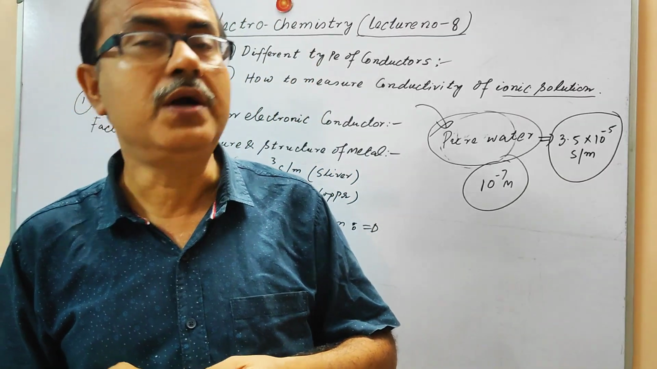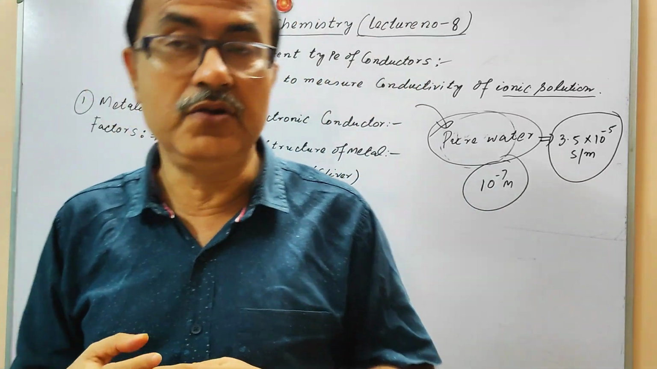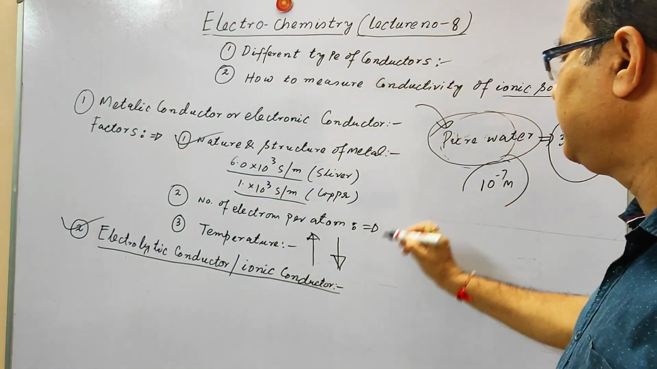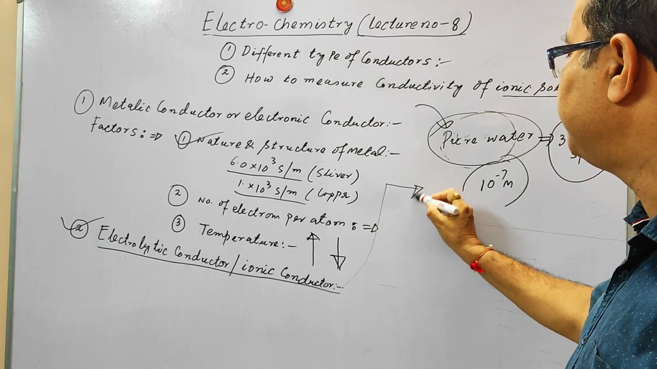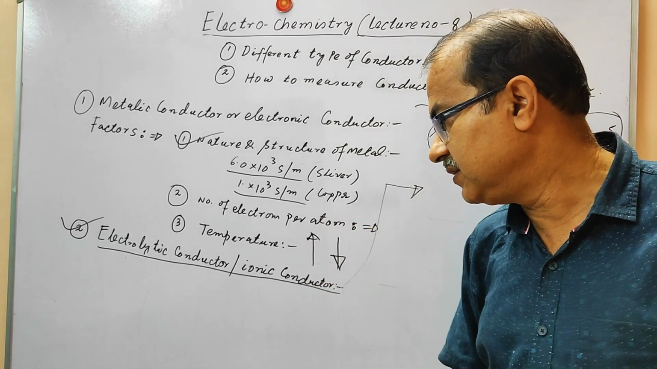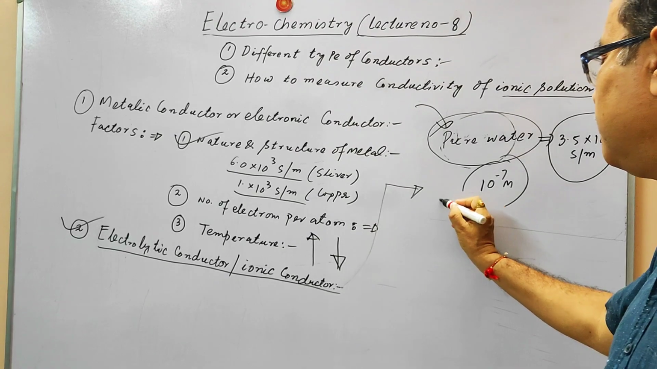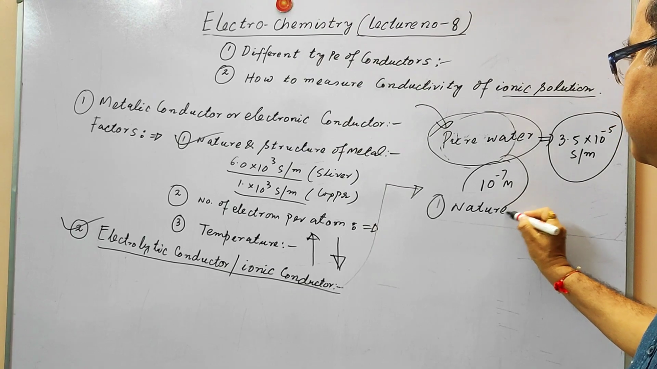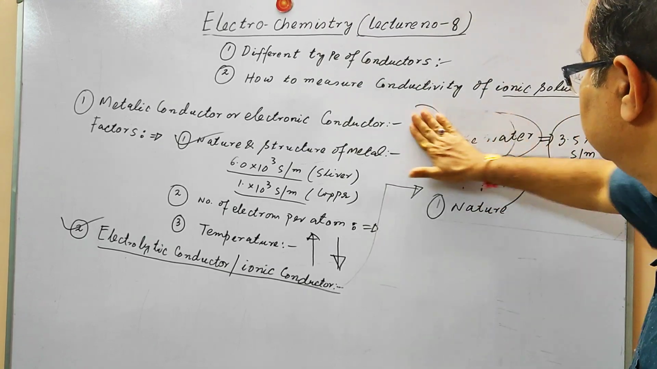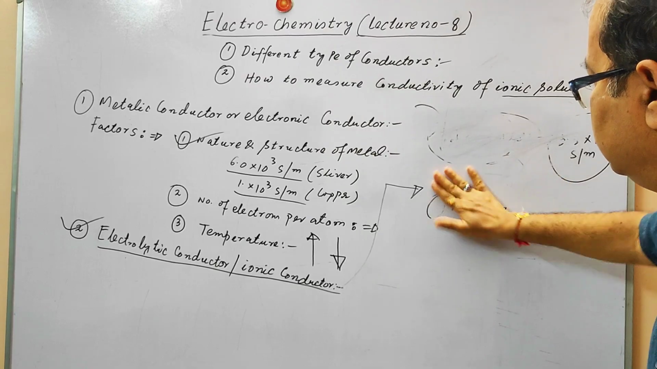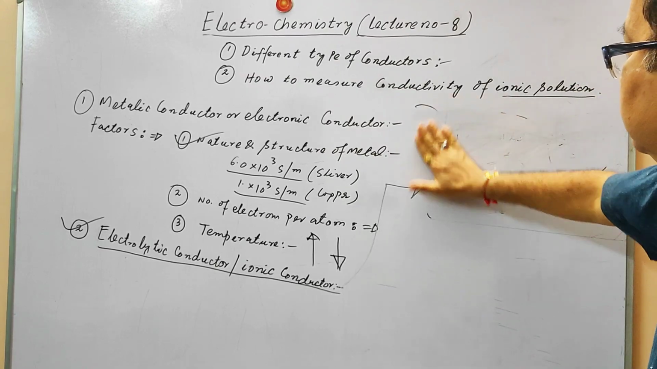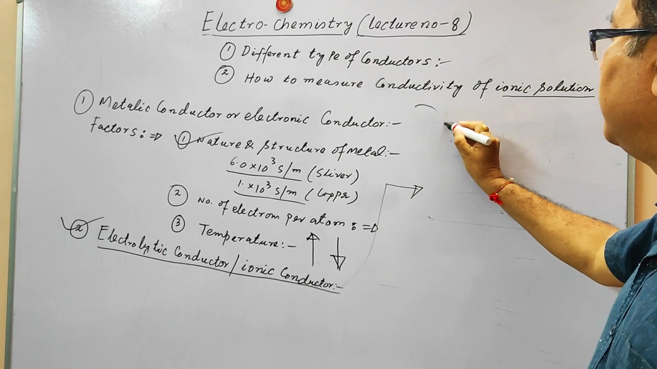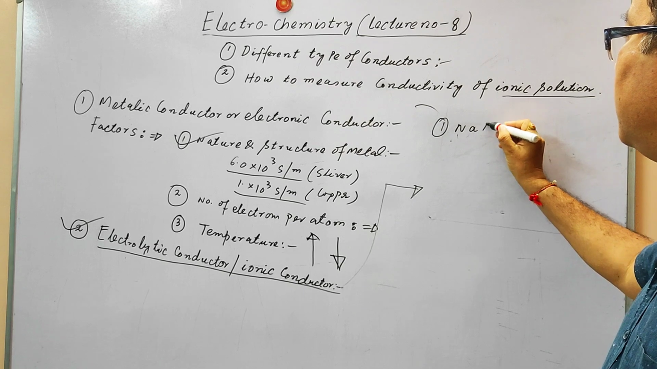Now the question arises, what are those factors that are going to influence the electrolytic conductors? Now we are going to understand the factors for this electrolytic conductors or ionic conductor. The number one factor is the nature of electrolyte.